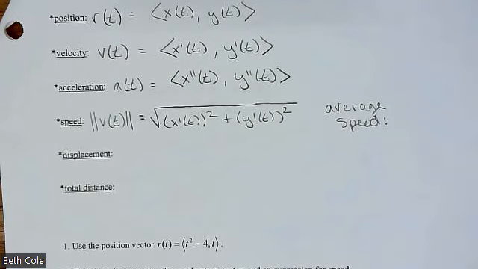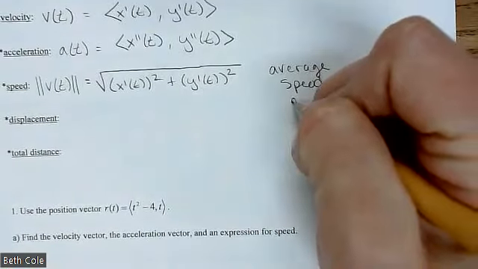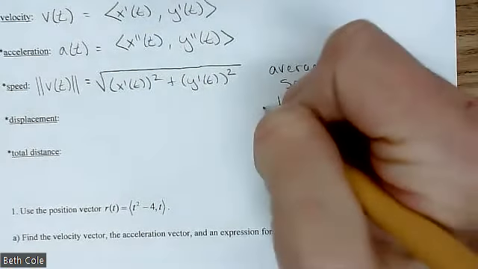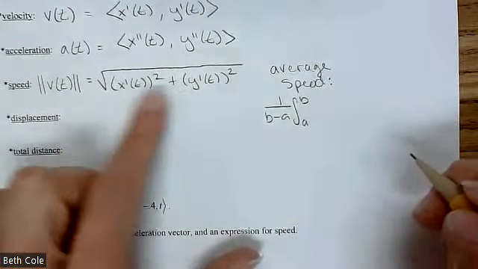That makes me so happy because here's the thing. If nobody remembers that, then I have to go back and reteach that before we can move forward. But if you all remember that, then we're okay. So your average speed is 1 over b minus a, integral from a to b of all of that.